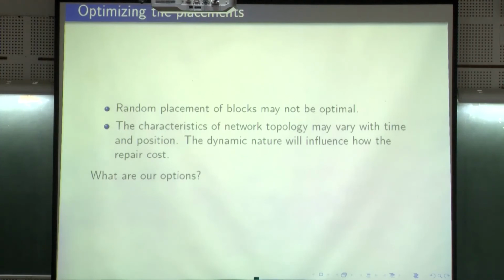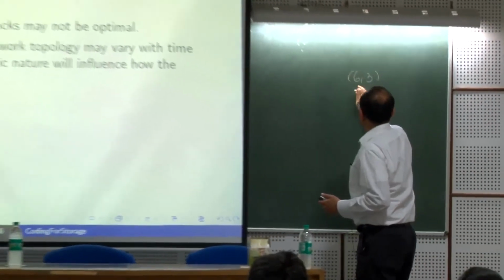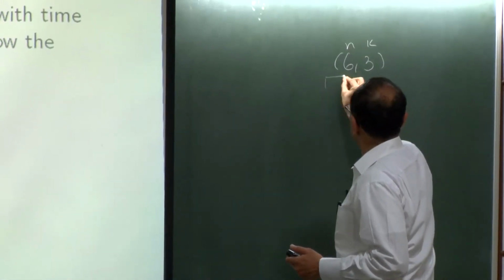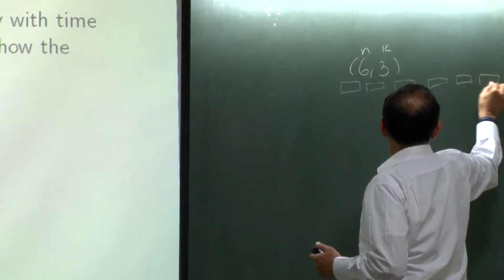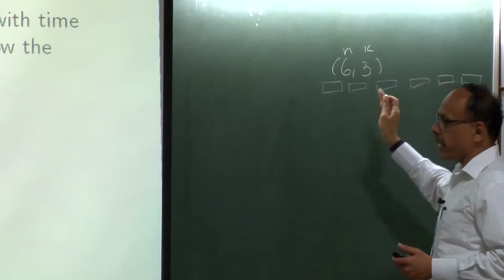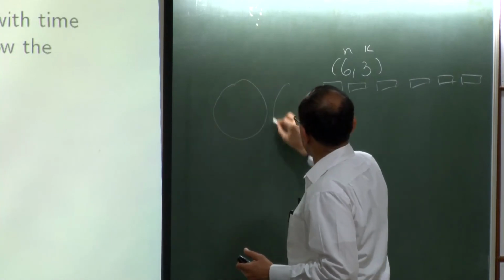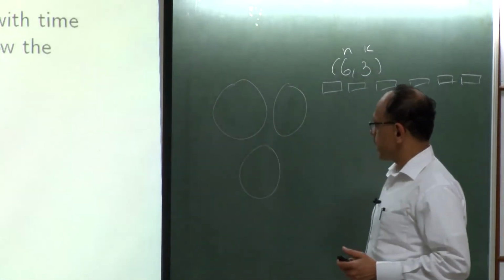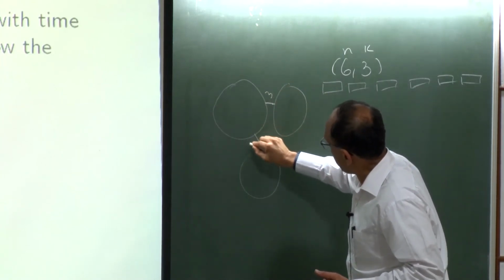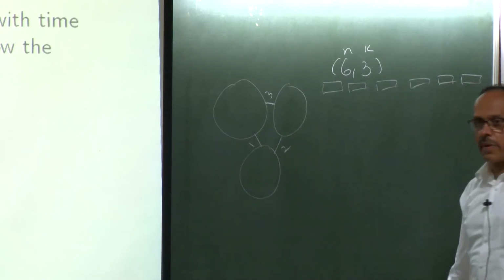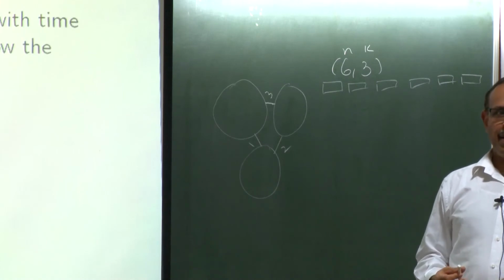So for example, we will take a 6-3 code. If you all can think about a 6-3 code, that is n and k. So obviously there are 6 blocks, 3 of them data and 3 of them parity. Let us say we have 3 different locations, and say the cost between them is 3, 1 and 2. So that's a given. We have been given 3 different locations, and we have to place the nodes.